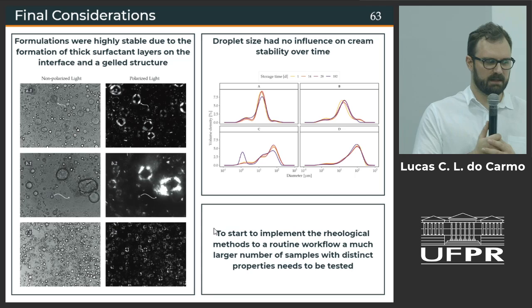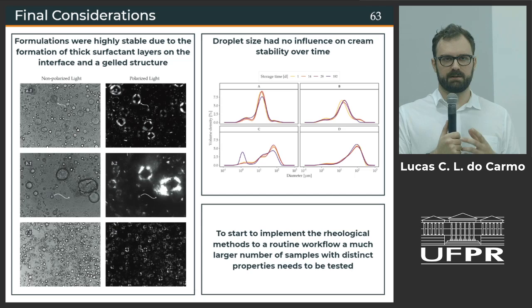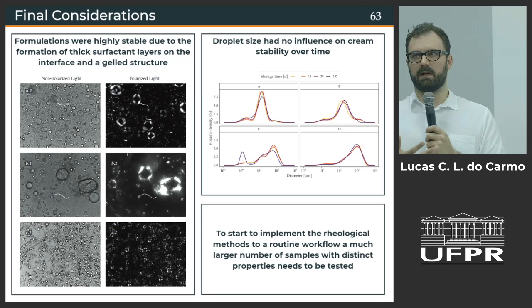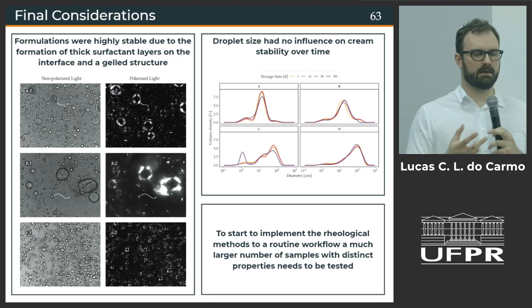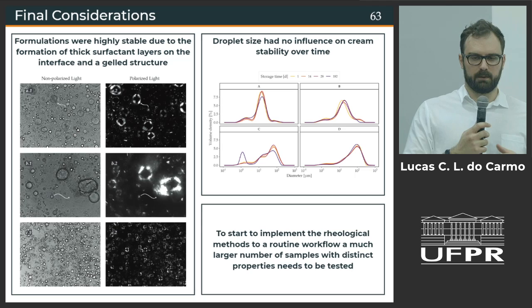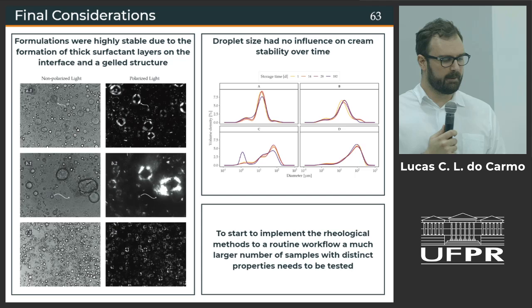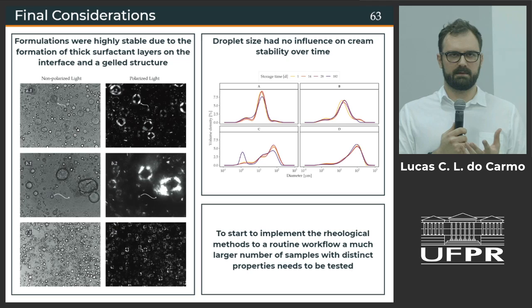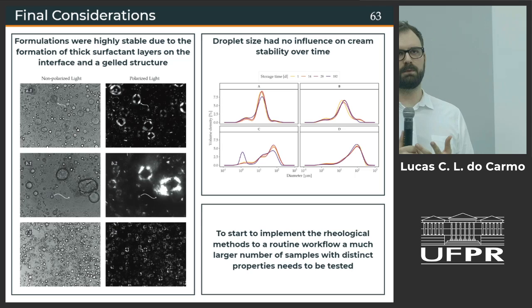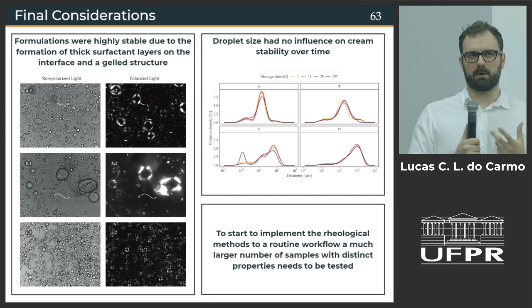We also discussed and concluded that the formulations were very stable due to the formation of thick surfactant layers on the interface, and likely a gelled structure that fixated the droplets in place and prevented them from creaming or coalescing. They're actually all flocculated, but not creaming or coalescing. We saw that the droplet size had no influence on cream stability over time. And as a final conclusion, we think that to start to implement these methods, we need a much larger number of samples and different materials and different formulations with different properties and different raw materials composing them.